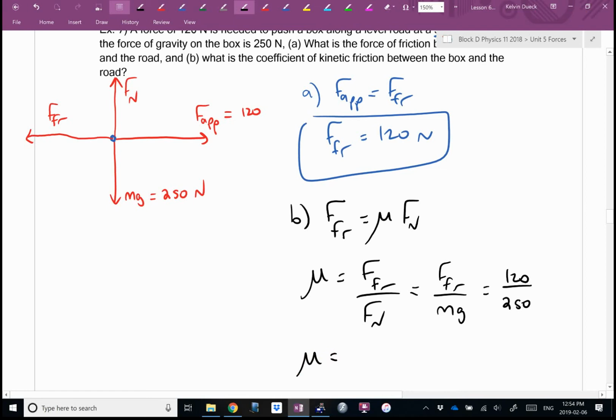What's mu? I don't know. What's mu with you? I think I'd do that in my head. 12 divided by 25. How do I divide by 25? Times by 4 and divide by 10. 0.48?